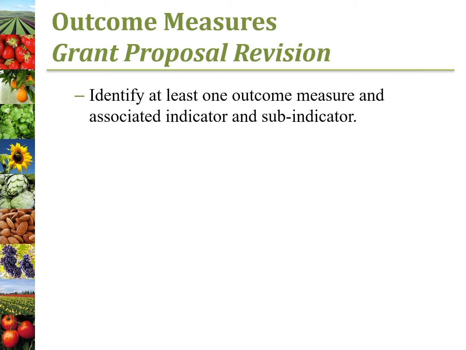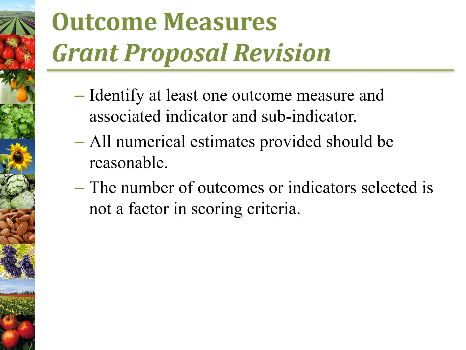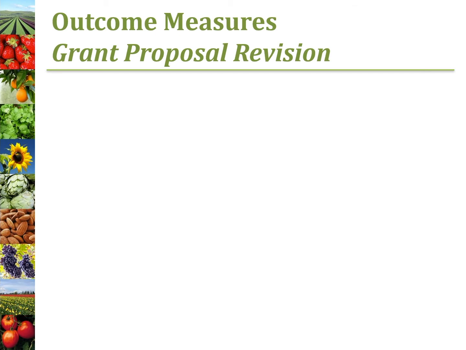Also keep in mind that all projects must select at least one outcome measure and associated indicator and/or sub-indicator. All numerical estimates provided should be reasonable. The number of outcomes or indicators selected is not a factor in the scoring criteria. And although the template does not have a page limitation, content provided should be appropriate, necessary, and responsive to the intended purpose of the template.